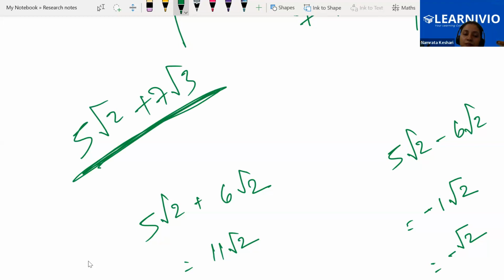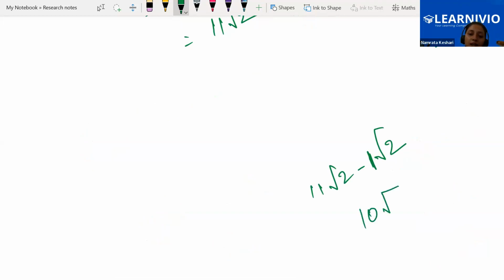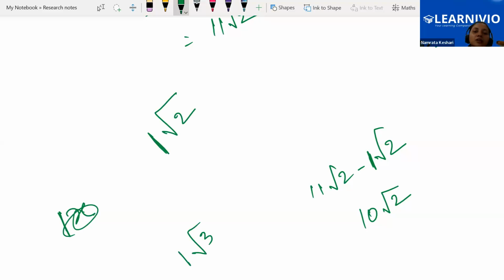I have a doubt. Yeah, tell me, Sarah. If the question is 11 root 2 minus root 2, what would the answer be? 11 root 2 minus root 2, that means minus 1 root 2. Tell me the answer, Sarah. 10 root 2? Exactly. So if only x is there, that means 1x is there. If only root 2 is there, that means 1 root 2 is there. If only root 3 is there, that means 1 is there in front.